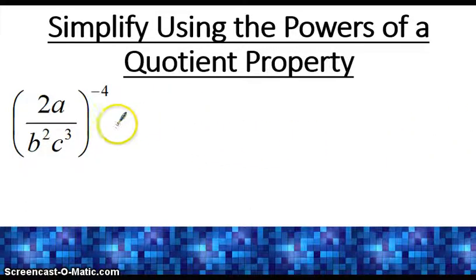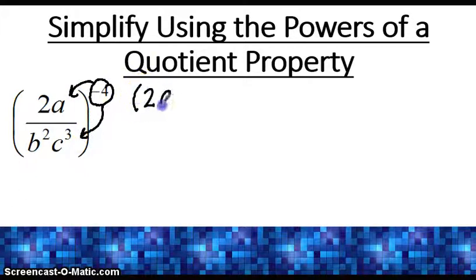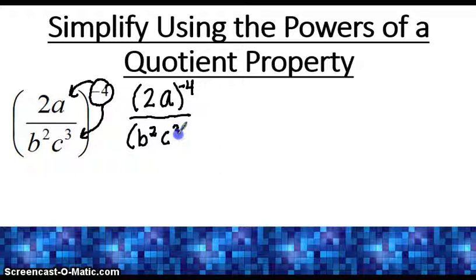If you want to, you can pause the video and try this one on your own, and then watch it with us to see if you get it correct. So we have the power of a quotient. We need to give the power to the numerator and the denominator. So we have 2a to the fourth power, to the negative fourth power, over b squared c cubed, all to the negative fourth power. Now we have the power of a product, so we need to give the exponent to each part, each factor inside.